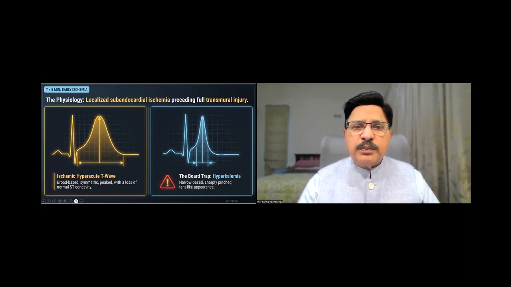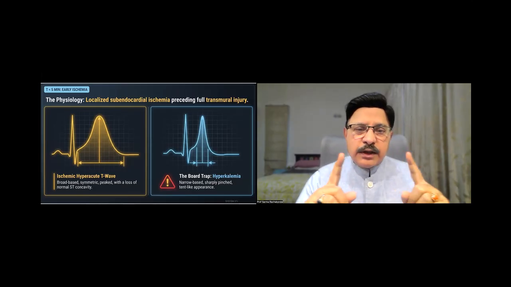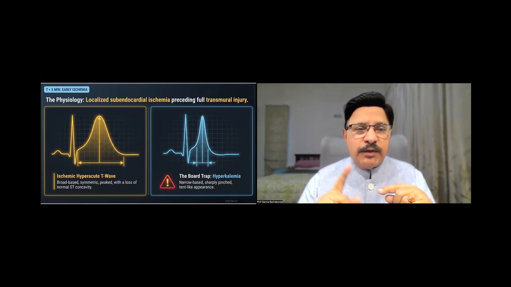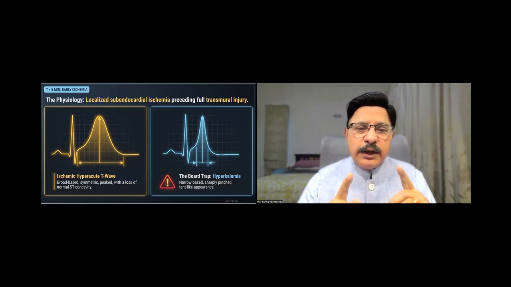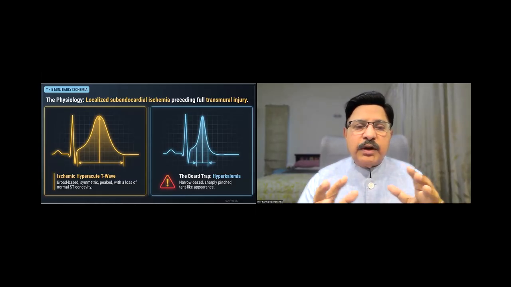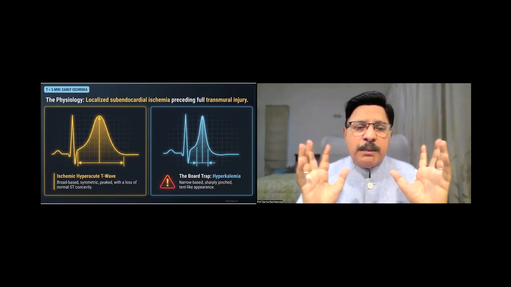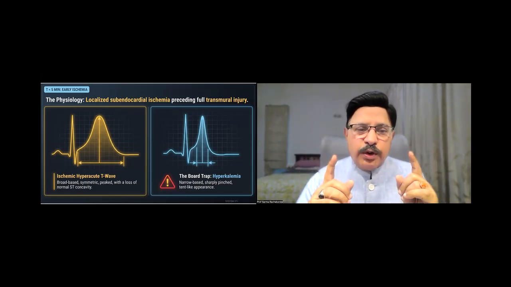Okay. Now, the physiology. You have to look at the two diagrams. See on the left side, the base of the T wave is very wide. The peak is there, the T wave is upright, but the base is wide. This is called ischemic hyperacute T. Even before the ST segments develop elevation, we will see hyperacute T. That means it is a very early presentation of myocardial infarction. You should not miss this.